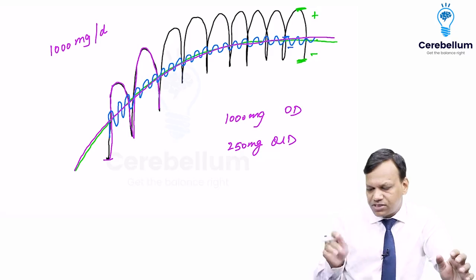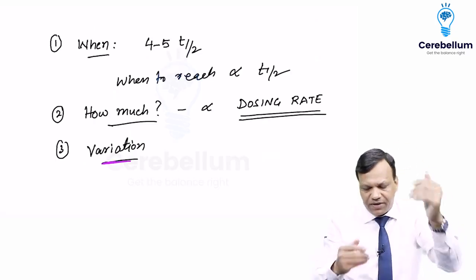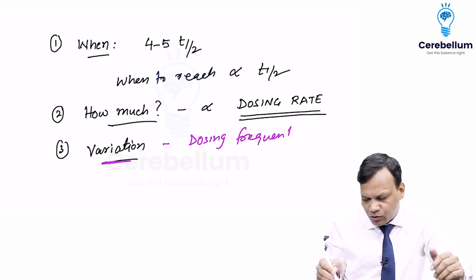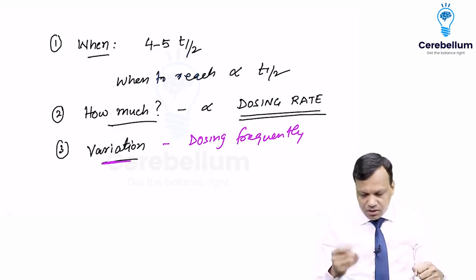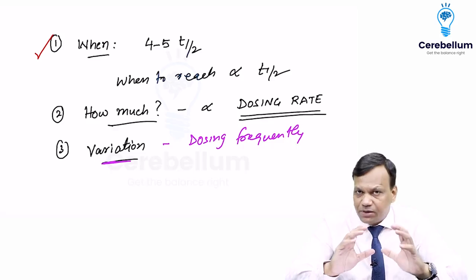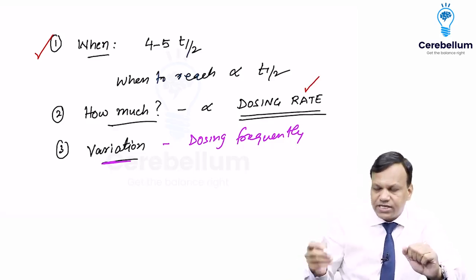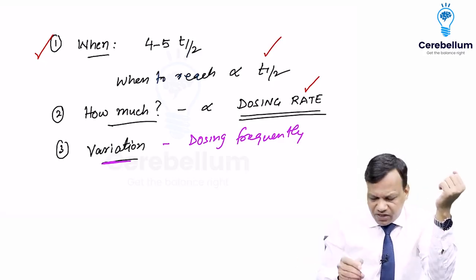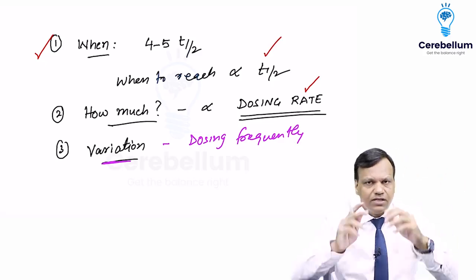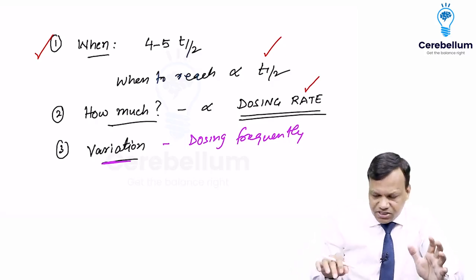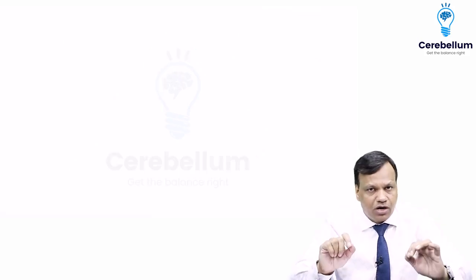Clear? So you can simply remember that the variation between peak and trough depends upon the dosing frequency, how frequently we are giving, if the total dose is the same, obviously. So 3 important MCQs to remember: how much steady state plasma concentration will be achieved, that depends upon dosing rate. When it will be achieved, it depends upon half-life. And what will be the variation between peak and trough, that will depend upon the frequency of administration. Okay, so steady state plasma concentration is a very important concept.